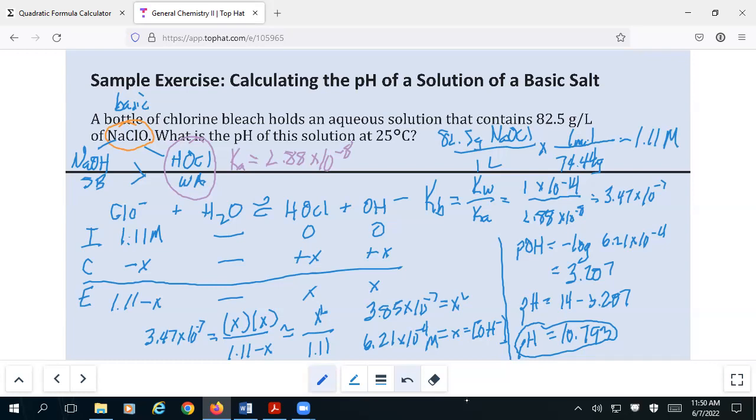You take that basic tendency and you go, okay, basicity comes from anions. You show that anion acting as a base. Then you keep going. Since it's a base, you need a KB. You need to set up an ICE table. You figure out the concentration of hydroxide. You turn that hydroxide concentration into a pOH and then finally a pH.